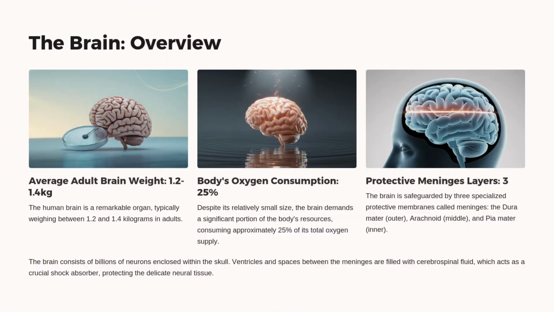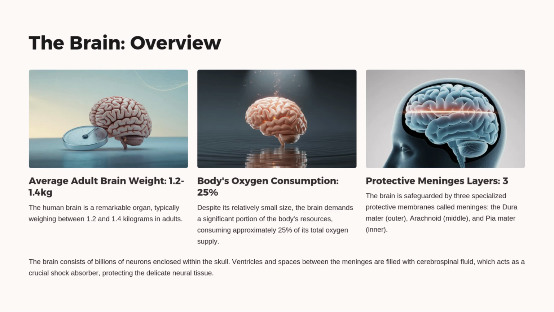Average adult brain weight, 1.2 to 1.4 kilograms. The human brain is a remarkable organ, typically weighing between 1.2 and 1.4 kilograms in adults. Body's oxygen consumption, 25%. Despite its relatively small size, the brain demands a significant portion of the body's resources, consuming approximately 25% of its total oxygen supply.